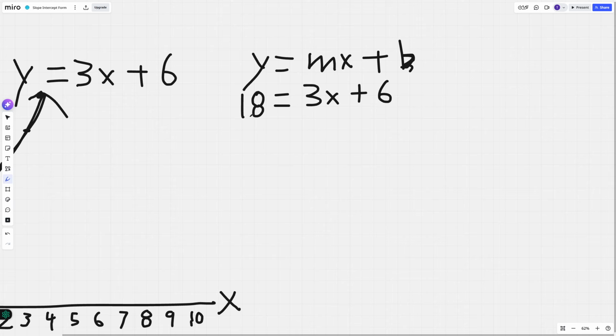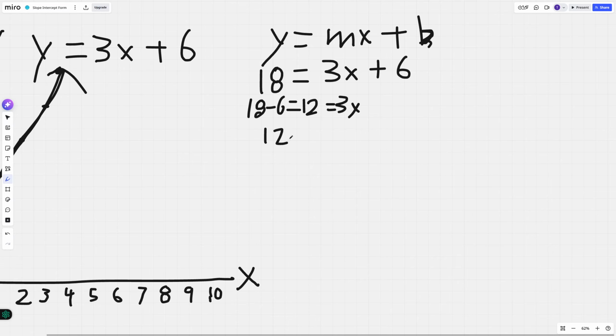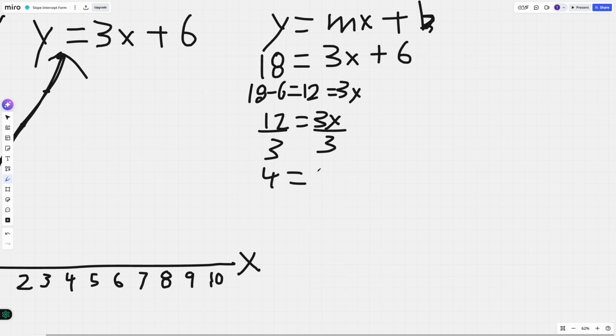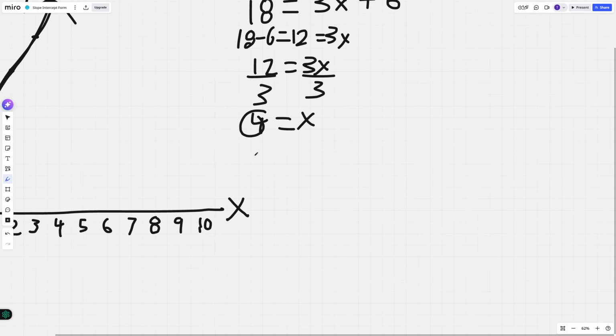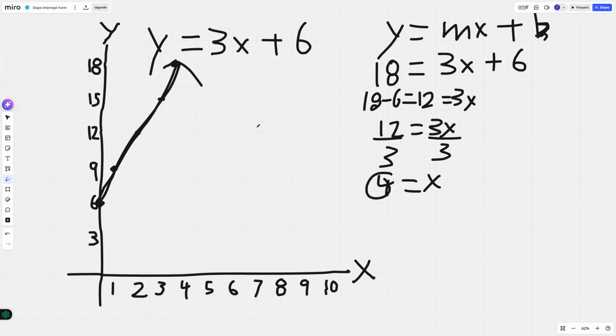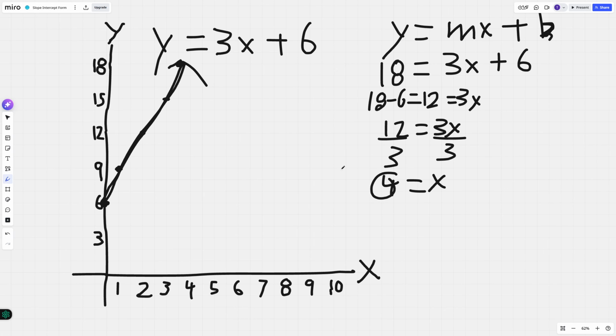So let's do some algebra. You subtract 6 from both sides. So 18 minus 6 equals 12. And then you do the other side. Subtract 6 from positive 6, which is just 0. So then it would be 12 equals 3x. Once you have 12 equals 3x, to isolate x, you divide both sides by 3. And then you get 4 equals x. So that means you need to work 4 hours to get $18 with this equation.